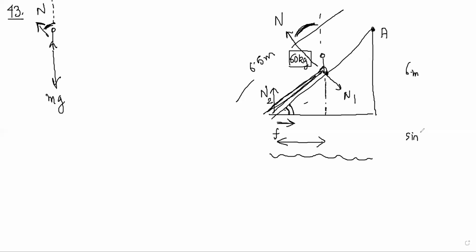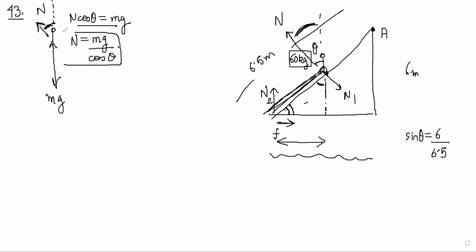So sine theta is equal to 6 by 6.5. So sine theta is known. So you know 90 minus theta is this angle, 90 is this angle. So theta must be this angle, right? This angle is theta only. So N cos theta should be equal to mg, right? So N is equal to mg by cos theta, and mg and cos theta, everything is known. So N force is known, right?